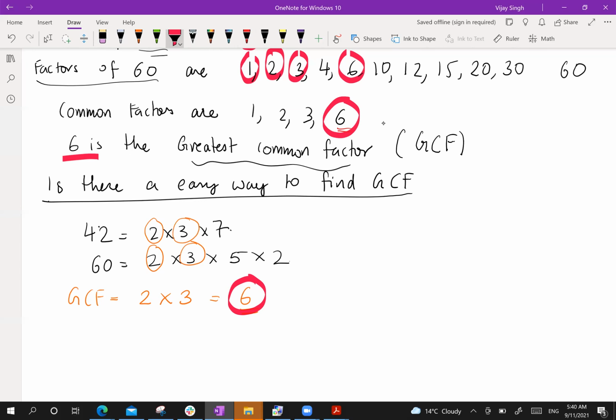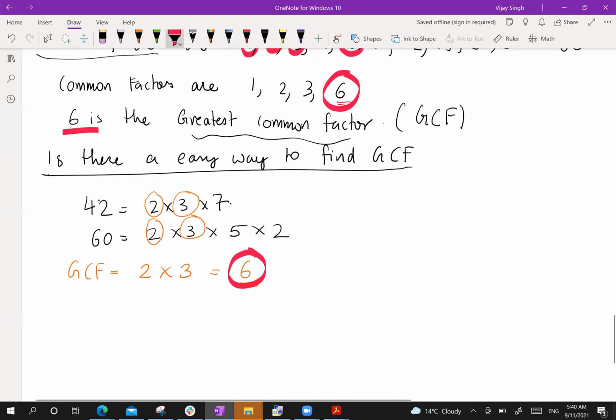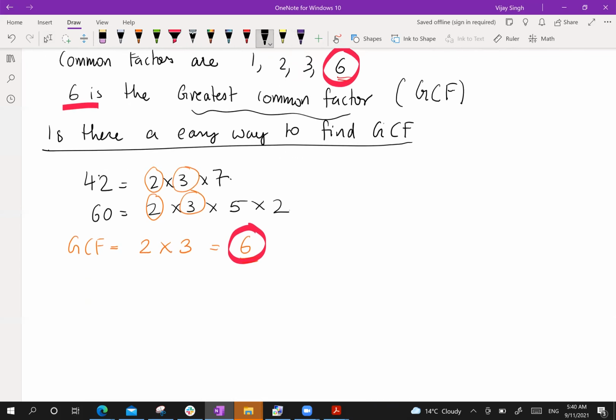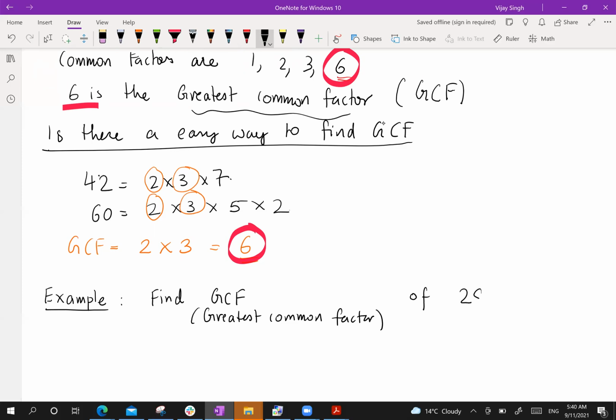Okay, so let's look at another example. Find the GCF. Again, you should always read it out as greatest common factor, because that way you will remember what GCF stands for, right? So let me write that down here. Greatest common factor of, let's take a big number, 288 and say 360.